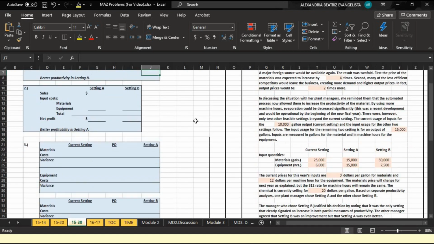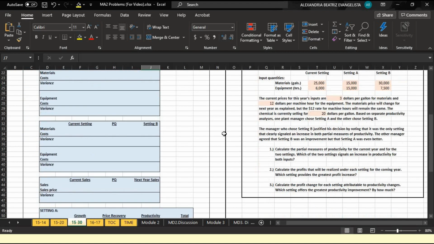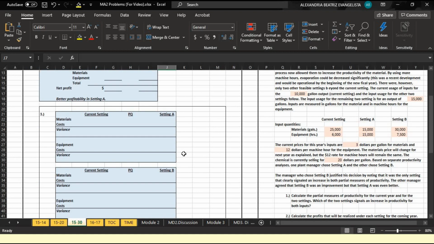Okay, now let's proceed on to the next requirement, which is to calculate the profit change for each setting attributable to the productivity changes. Calculate the profits that would be realized under each setting for the coming year. Which setting provides the greatest profit increase?